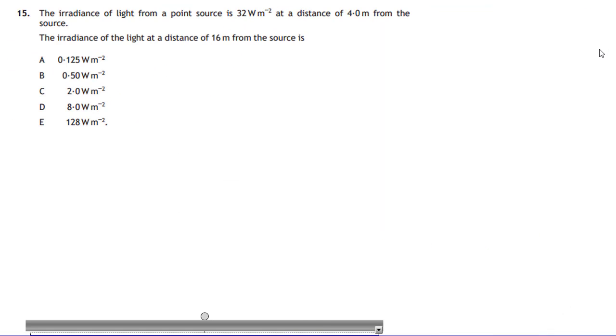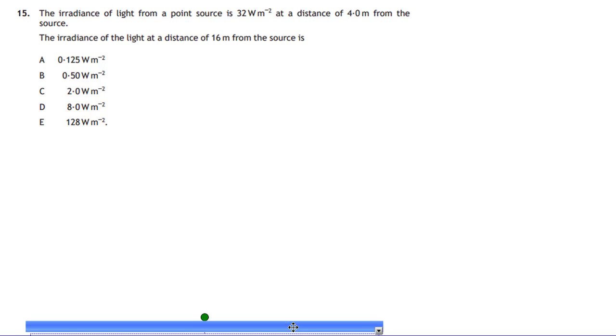Question 15 of the 2016 multiple choice higher physics paper is all about irradiance, and it's about the inverse square law. It tells you here the irradiance of light from a point source is 32 watts per meter squared at a distance of 4 meters from the source. You have now increased that distance to 16 meters from the source, and you're asked to find the new irradiance.